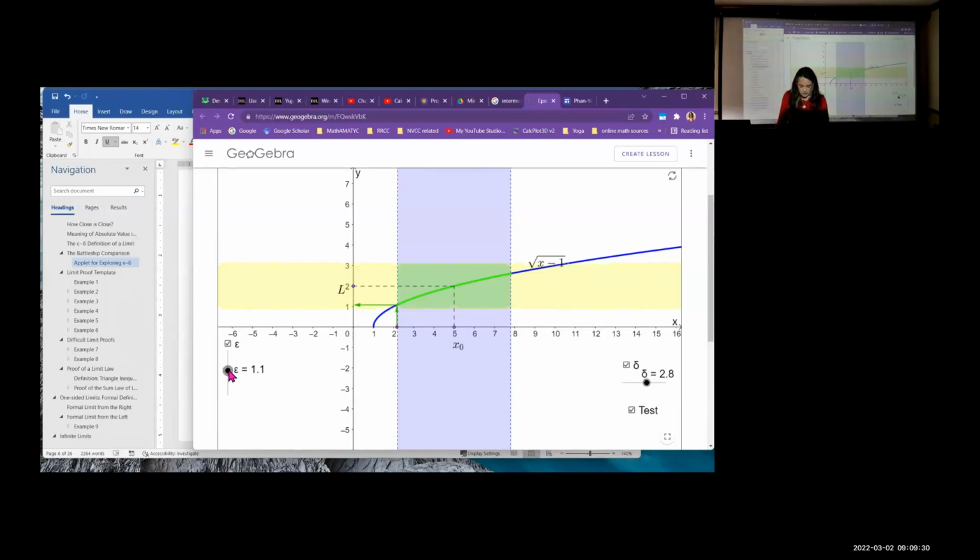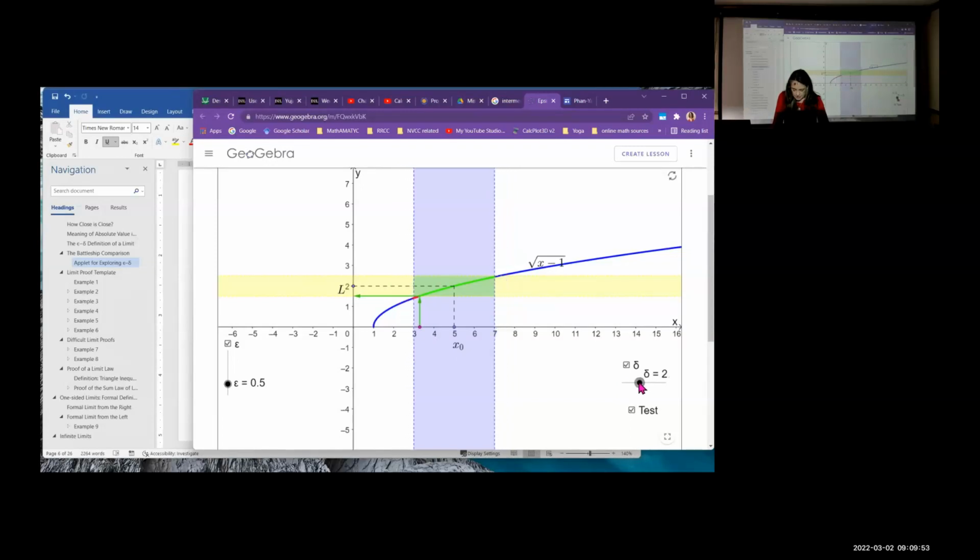So let's change epsilon, and we'll make it smaller. We'll make it 0.5. So this makes my band much, much narrower. So I'm going to use the test point again. And I'm going to start here on the left side this time. And I'm going to move this until it's right there. It turns green. And then I'm going to shrink delta until it fits inside of that green.